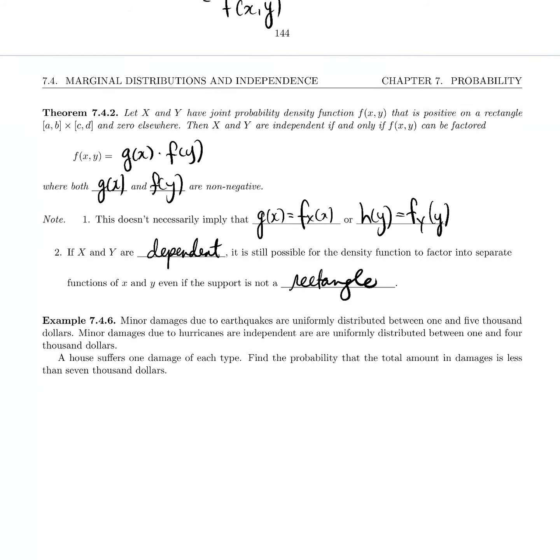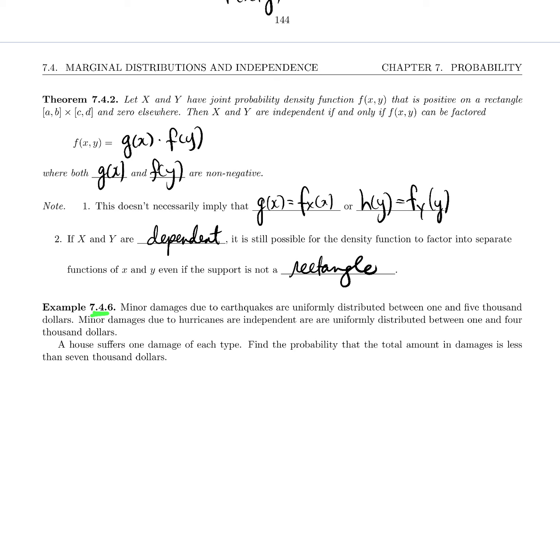In the next video, we'll do example 7.4.6, which is an application, a bit of a word problem, an application of independence to solve an actual real-world type of scenario.